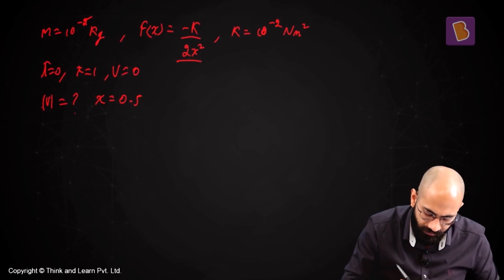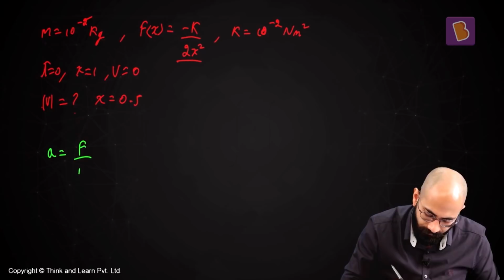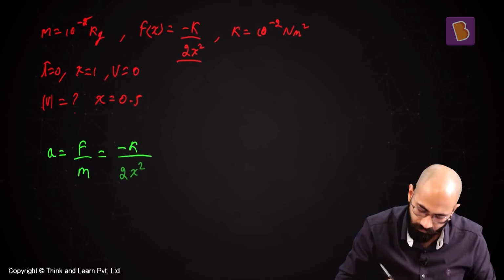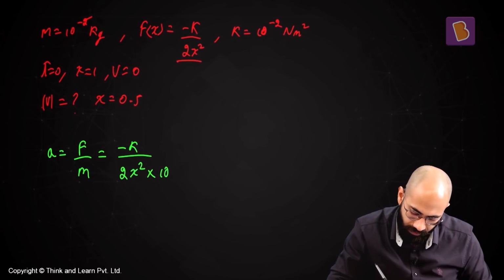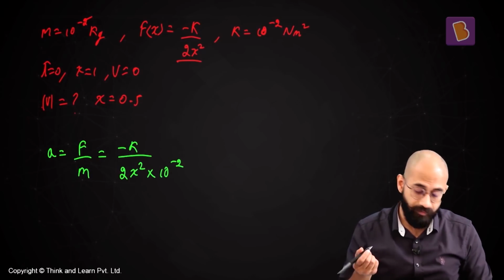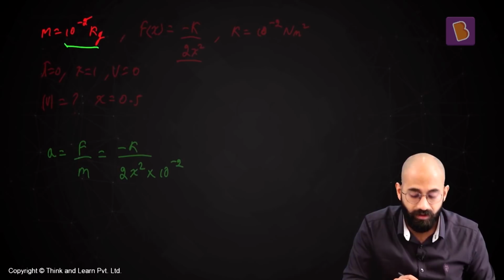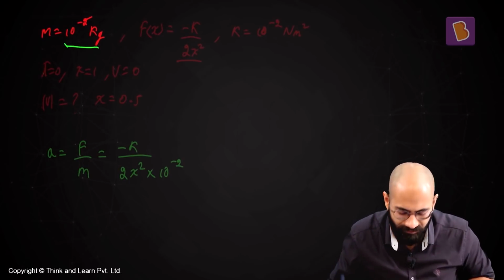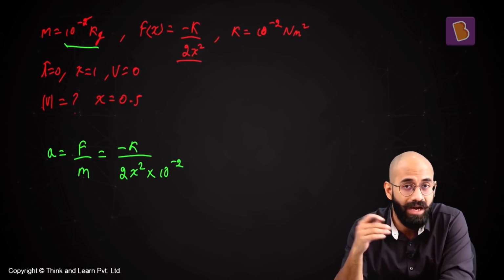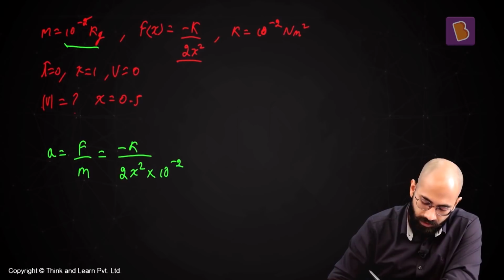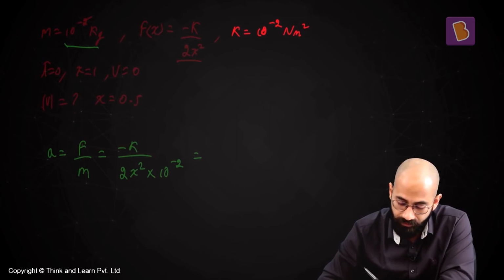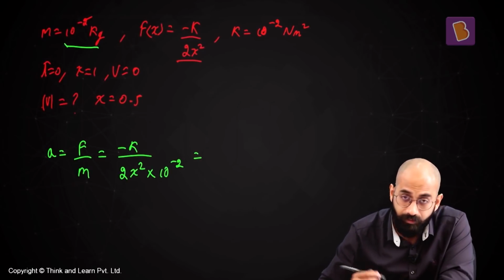So since F is this, we can directly write a is equal to F by m. This is from Newton's second law. This is equal to minus k by 2x squared into 10 power minus 2, because mass is given to be 10 power minus 2. It's important over here to note the units. Because it's in kgs, it's fine for us because kg is the SI unit, so it's simple. But if, for example, the mass was given in grams, we would have to convert it to kgs. Okay. And from here, we know that k is equal to 10 power minus 2 Newton meter squared. So we can just directly substitute it because it's constant.